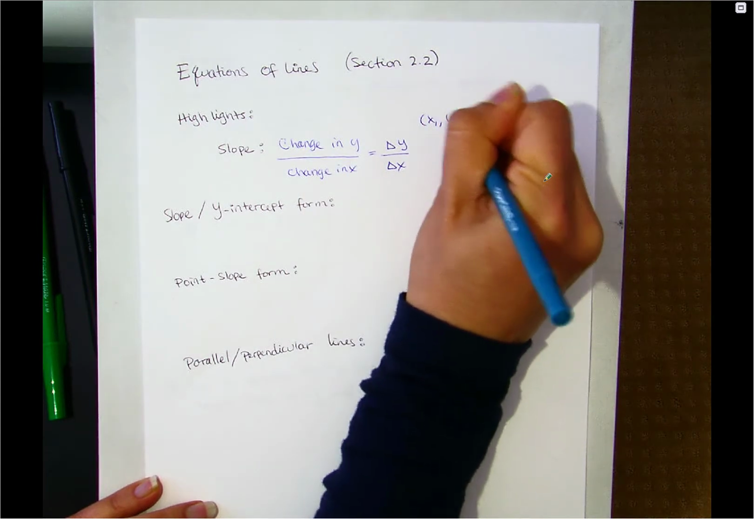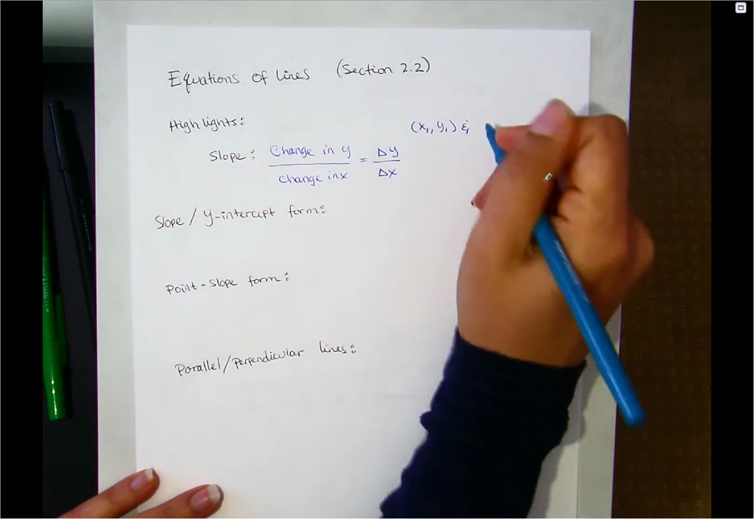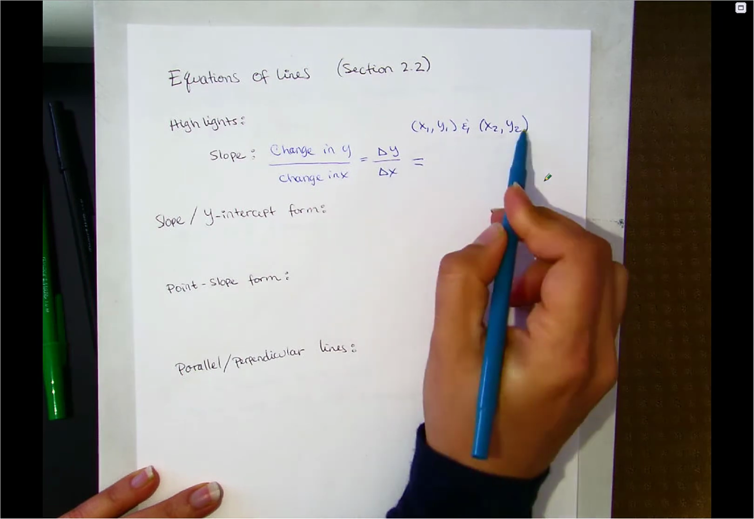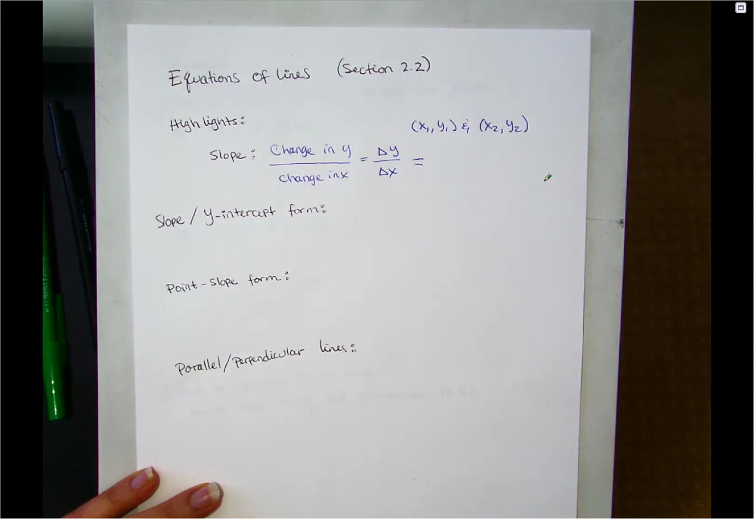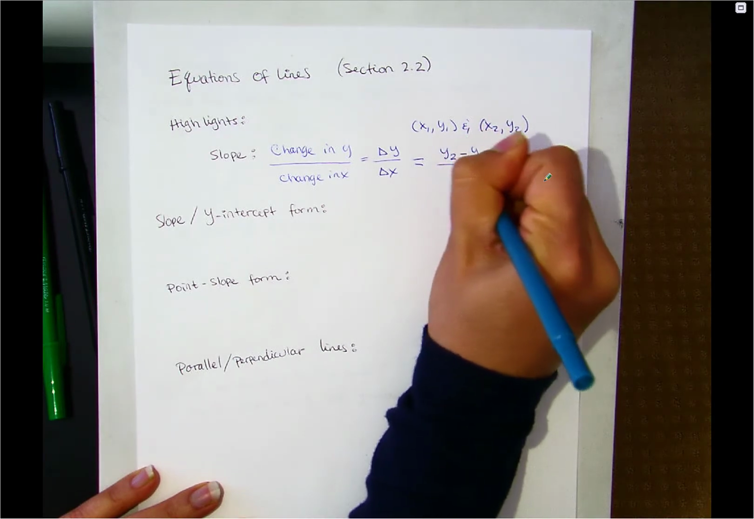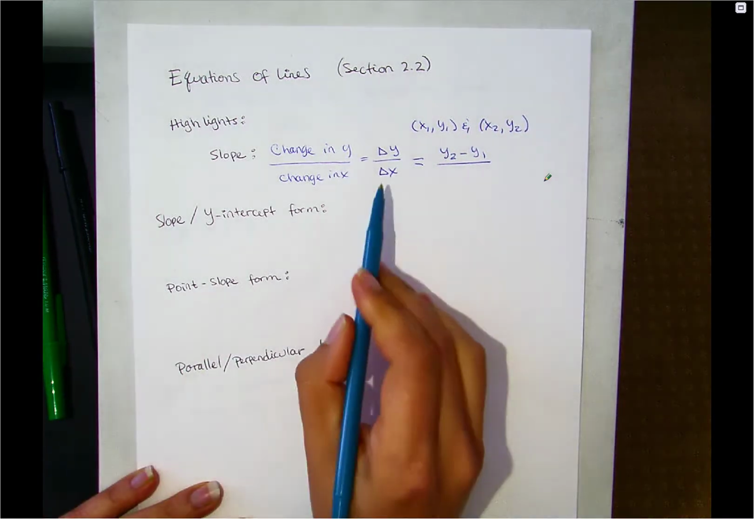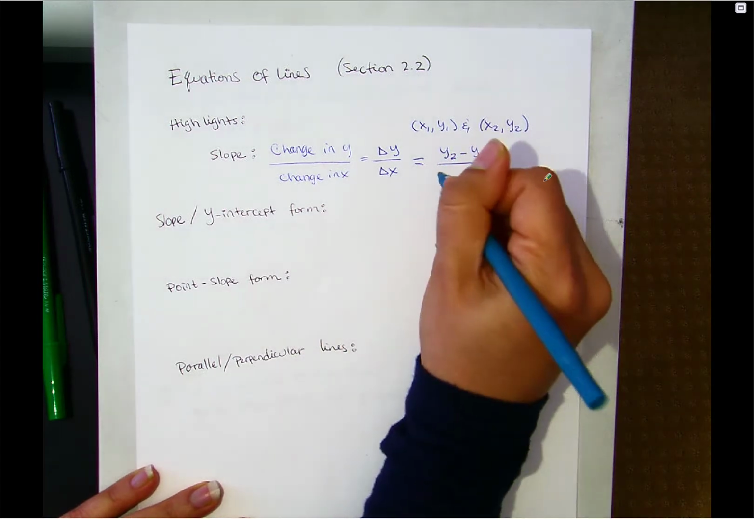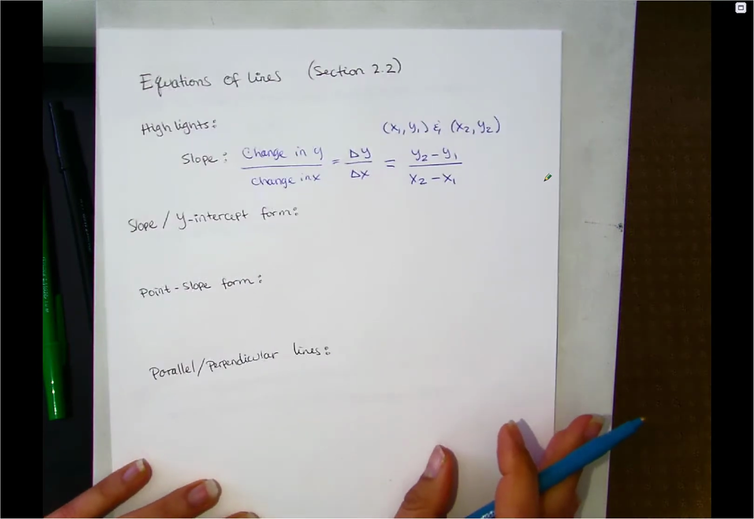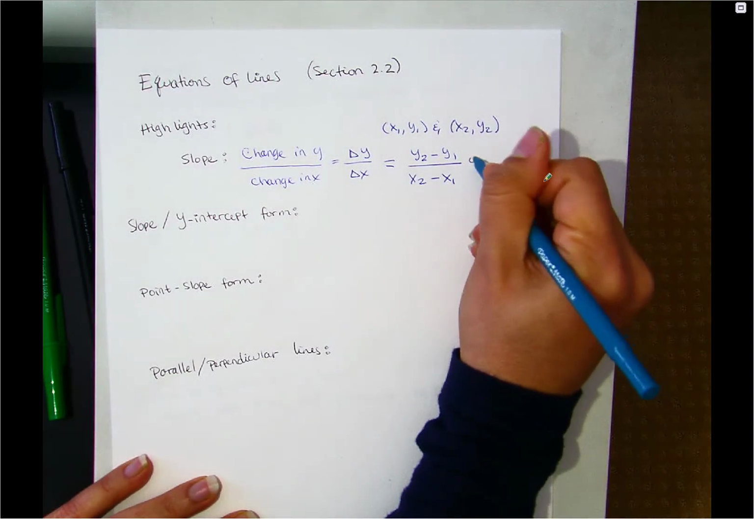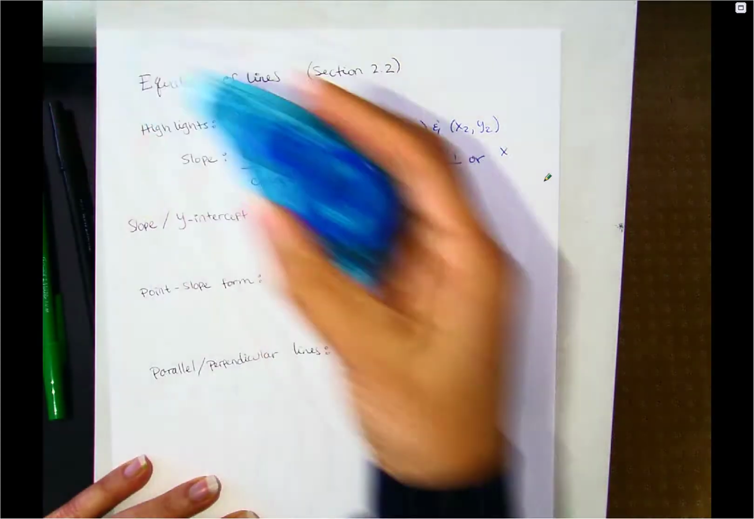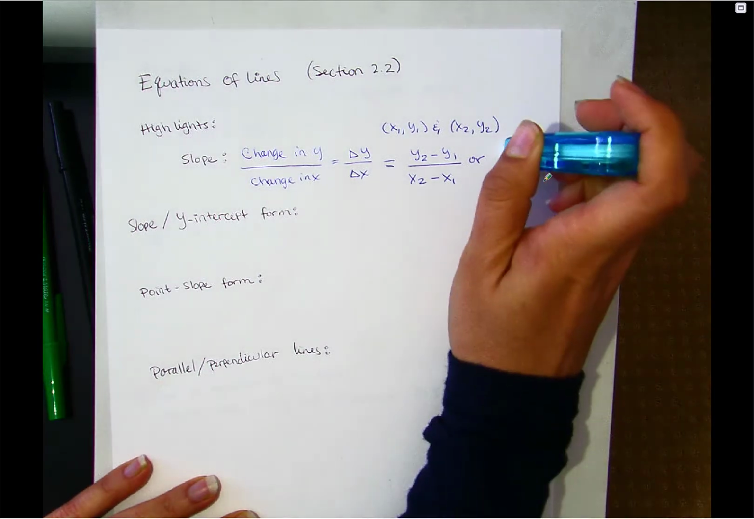x1, y1, and x2, y2, the change in y is the difference in the y values. So you're going to have y2 minus y1, and the change in x is the difference in the x values. So x2 minus x1. Doesn't really matter which point you start with, but you have to be consistent, right? You can also say x1 minus x2.